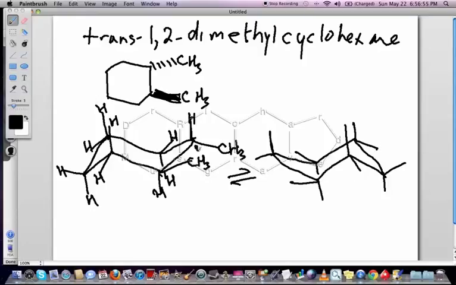Now here's my star C and my dot C. Here's my dot C, here's my star C. Okay, methyl group sticking downwards, equatorial, now down, axial. Up, equatorial, up, axial. Right, drawing my hydrogens.